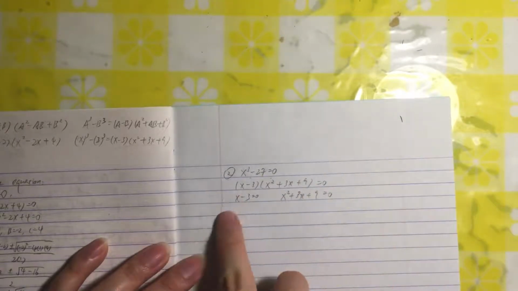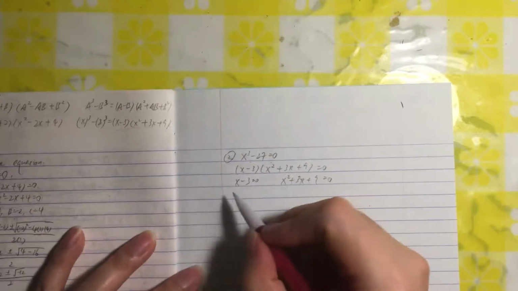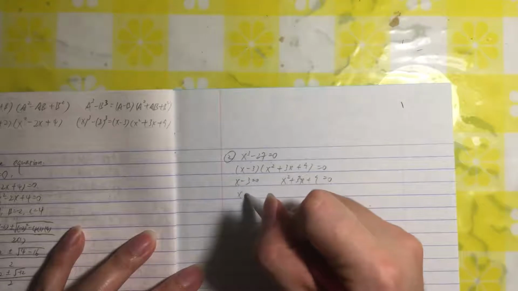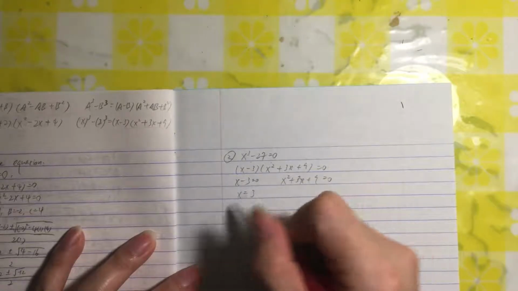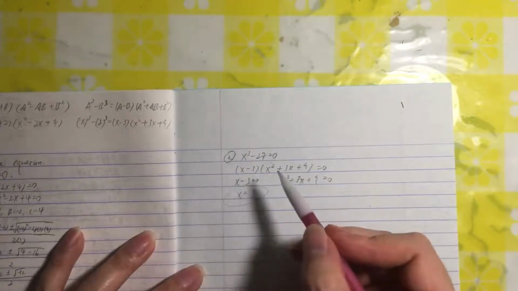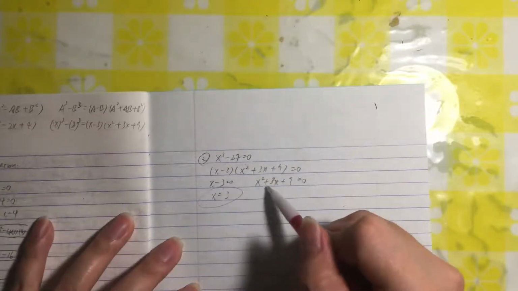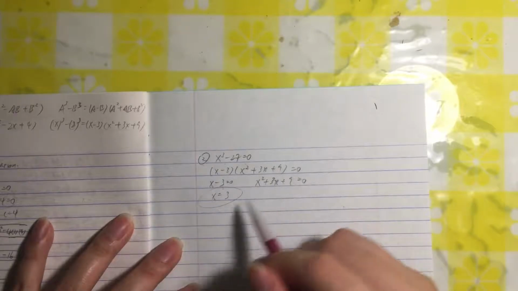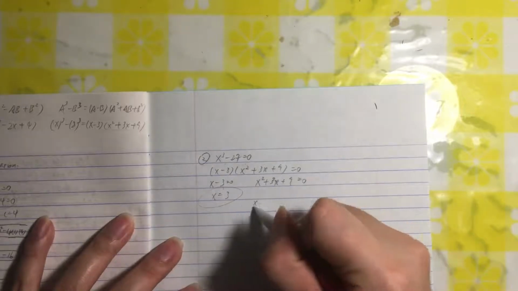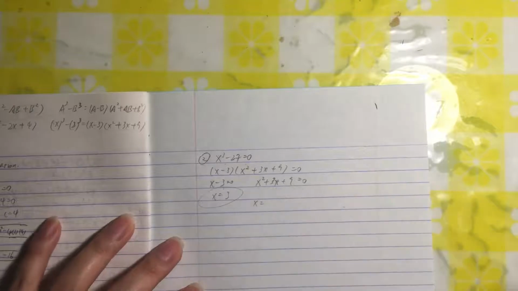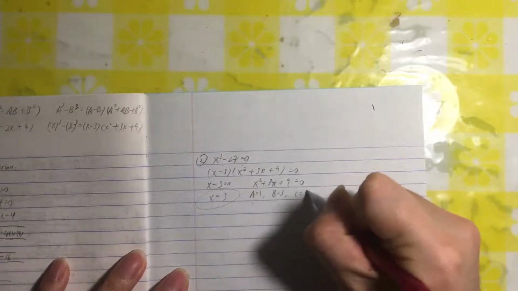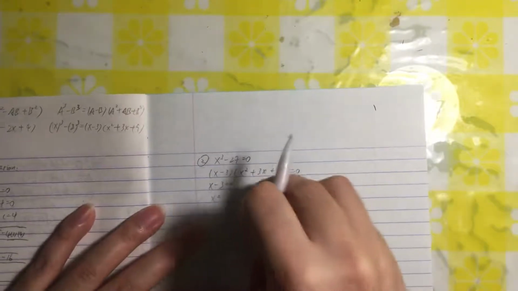Solve each equation individually. If we solve the first equation, I can move 3 over. Add 3 to both sides. I get s equal to positive 3. That's one solution from here. Next, for this equation, s squared plus 3s plus 9, we can try to solve this equation using the quadratic formula. So use the quadratic formula. A is 1, B is 3, and C is 9. Plugging A, B, C into the quadratic formula.